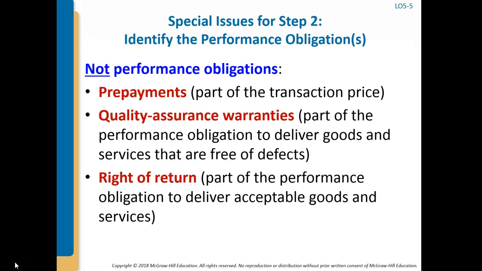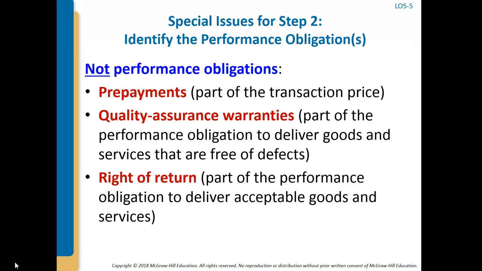Sometimes it can be challenging to determine whether various aspects of a contract constitute performance obligations. For example, the following are not viewed as separate performance obligations. Prepayments: these are upfront fees paid in advance by the customer for future products or services. Prepayments are included in the transaction price and are allocated to the various performance obligations. They're accounted for as deferred revenue initially, and then they are later recognized as revenue as each performance obligation gets satisfied.